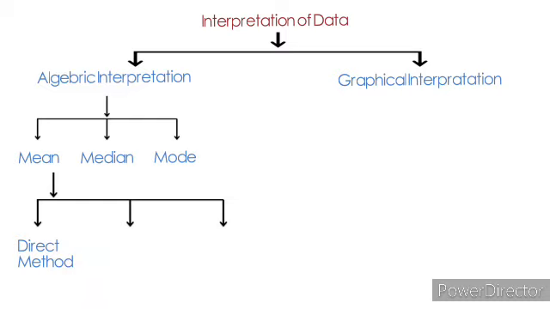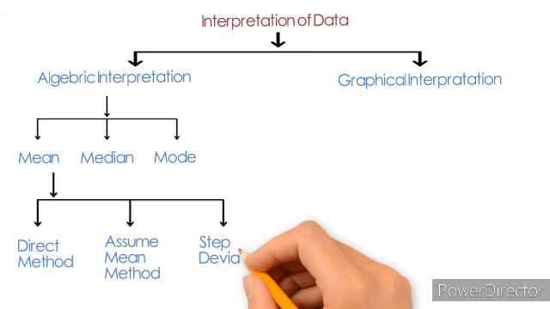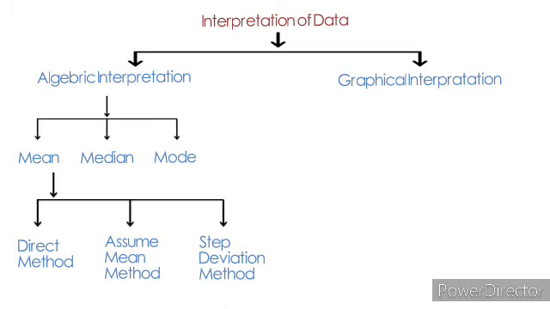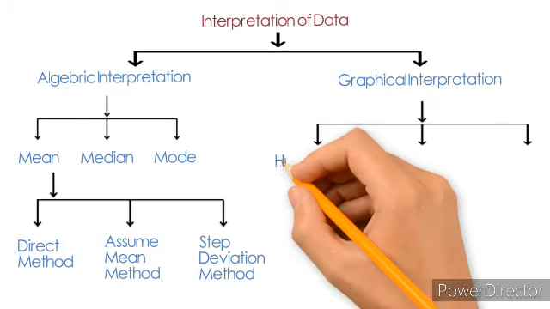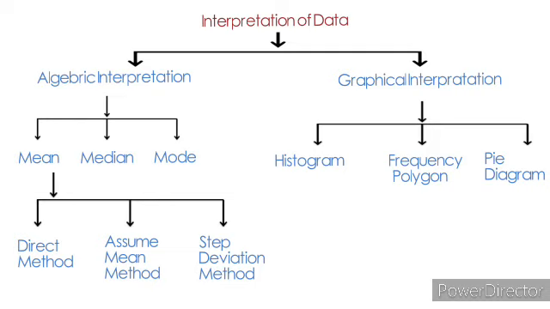Here mean can be solved by 3 methods: direct method, assumed mean method and step deviation method. Assumed mean method and step deviation method are introduced if it becomes difficult to calculate the mean by direct method. If there is a large amount of information, the assumed mean method and step deviation method are used. In graphical interpretation, we will be learning histogram and frequency polygon.